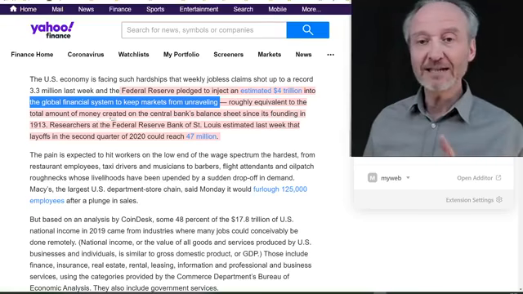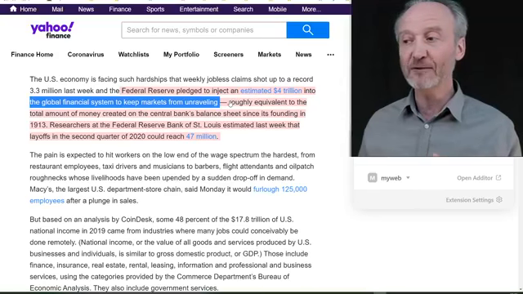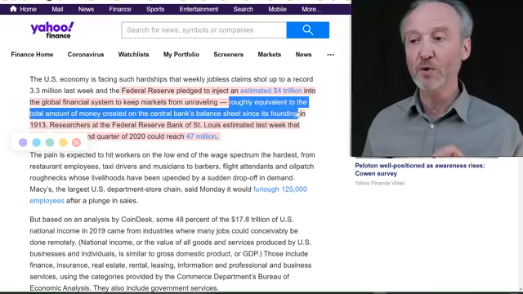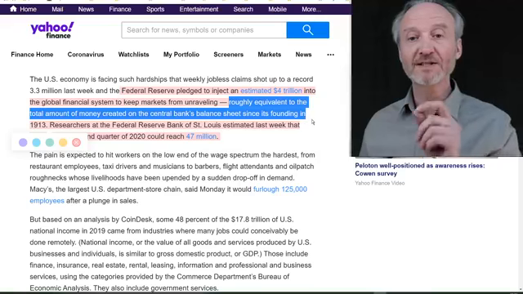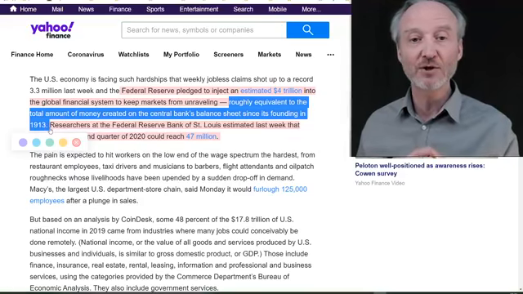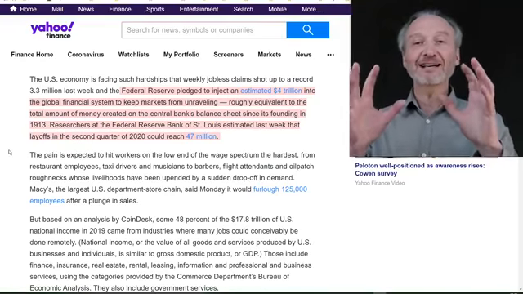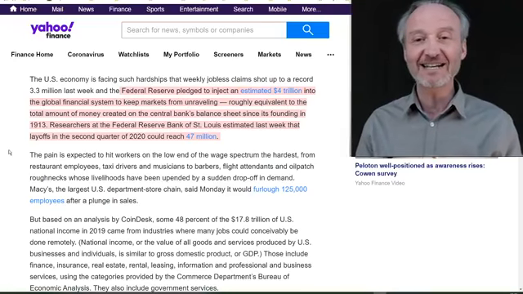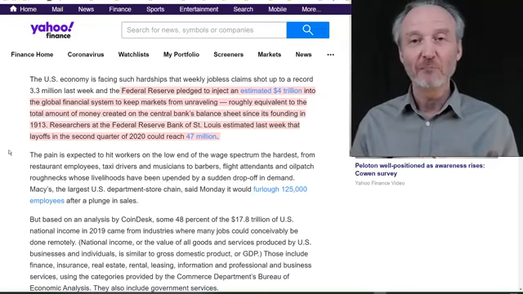And only this number, an estimated 4 trillion so far, is roughly, and now really read this, understand this very clearly, the equivalent of the total amount of money ever created on the central bank's balance sheet since its founding in 1913. That means since the Federal Reserve was founded in 1913, so around 100 years ago, money was printed.